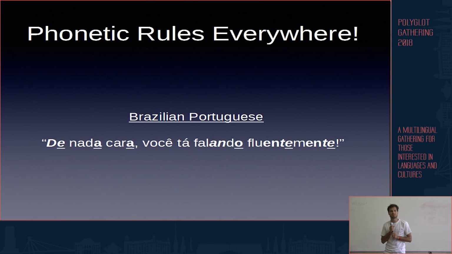So these are very different, right? Like they're incomprehensible, basically. It's the extremes, but they're incomprehensible. Can anyone give me one rule from here? What's one thing you noticed in "de nada, cara, você tá falando fluentemente"? Which one? They're sliced? Like, yeah, they turn into ch and j? Ch and j, perfect, that's one.